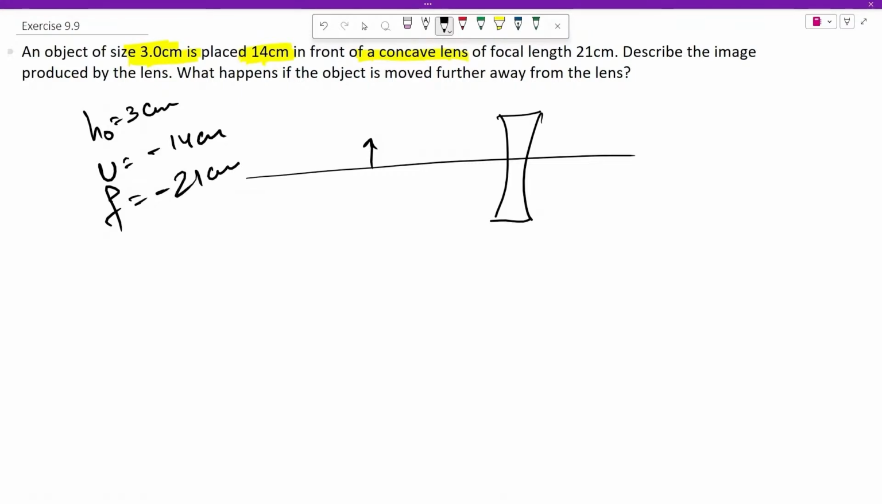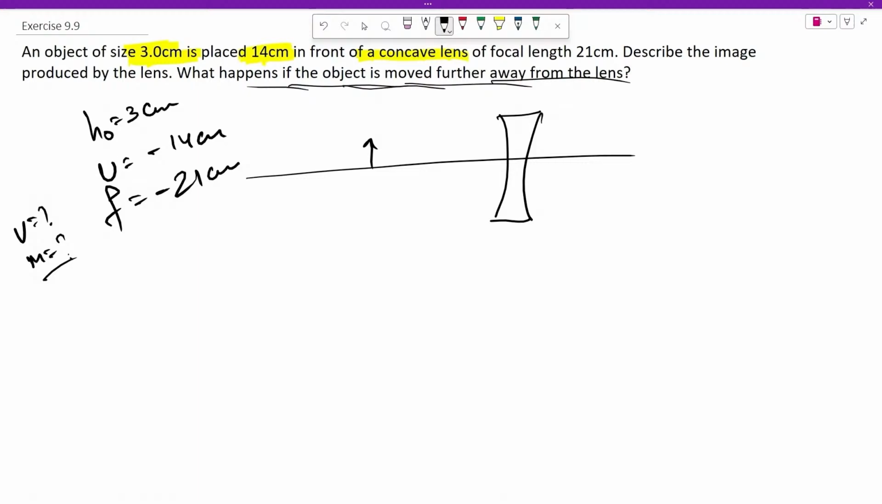Now describe the image produced by the lens. We have to find out the image, and we have to describe the image. It means we have to find out v, and we also need to find out m, because that tells us the nature of image, that is whether it is diminished in size and it is virtual or not. We also have to comment on what happens if the object is moved further away from the lens. Now what if this object is moved away from the lens, or moved on the left hand side, what will happen to the image?